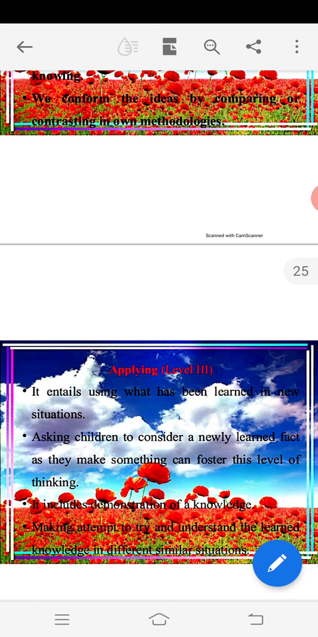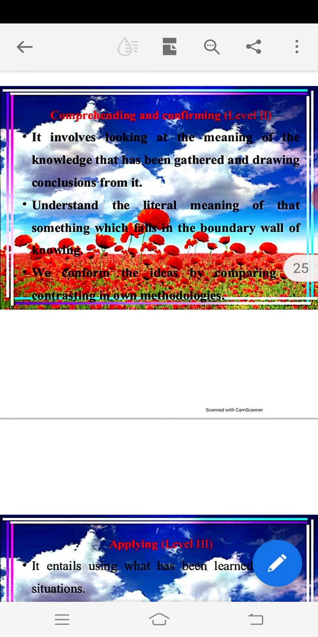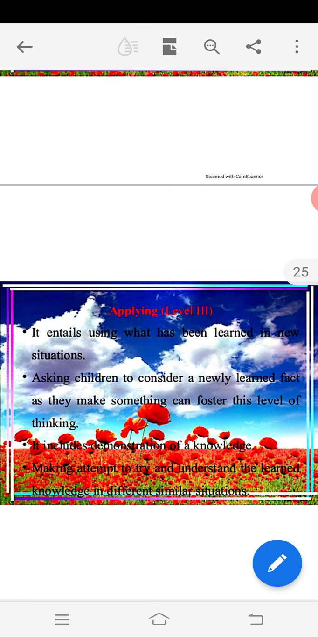Then we come to level 3, which is applying. Whatever is learned in new situations undergoes the applying level in Bloom's taxonomy. Here we ask children to consider a newly learned fact and then make something with it, which is this level of thinking. So we ask the child about whatever was learned in the new situations. In the applying stage, the knowledge that was gathered and understood will be demonstrated.